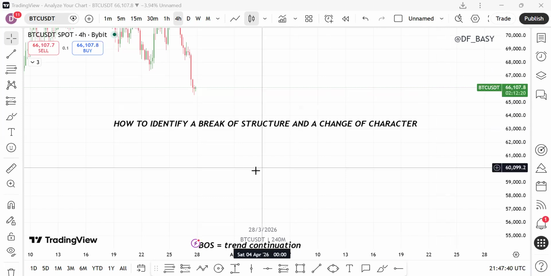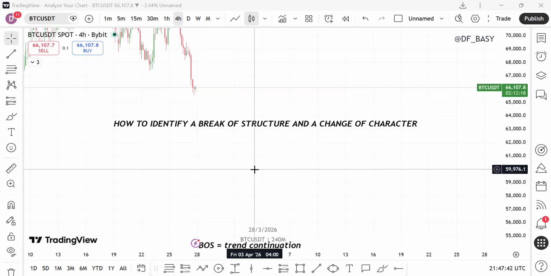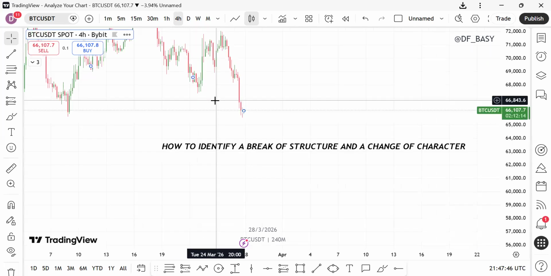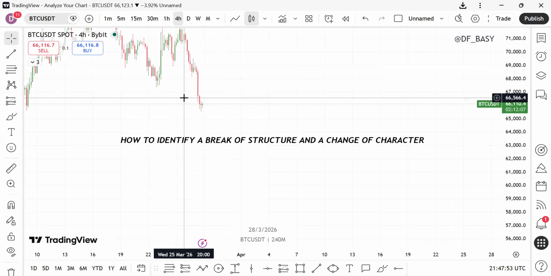All right, so I'll be showing you how to identify a break of structure and a change of character. Most times, many of you take losses. This is why many of you make a series of losses in the market. Why? Because you cannot understand a proper break of structure and a proper change of character.